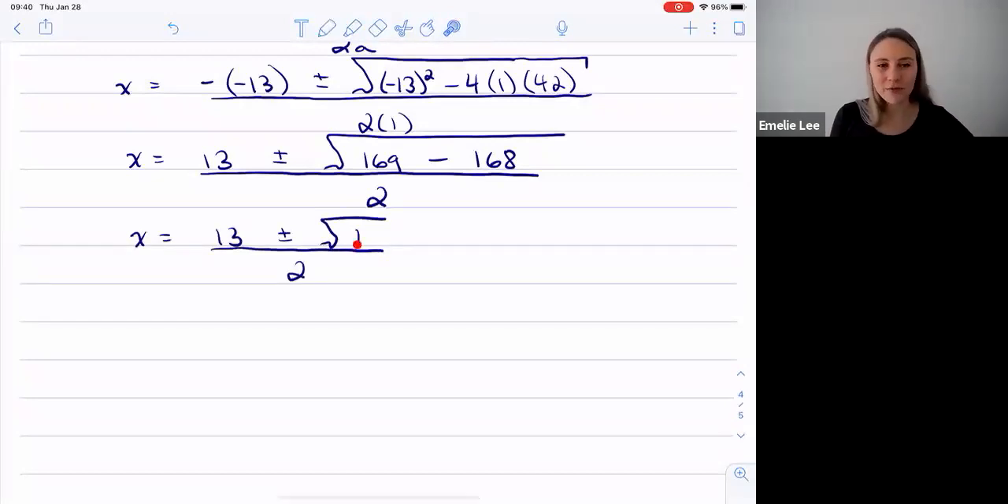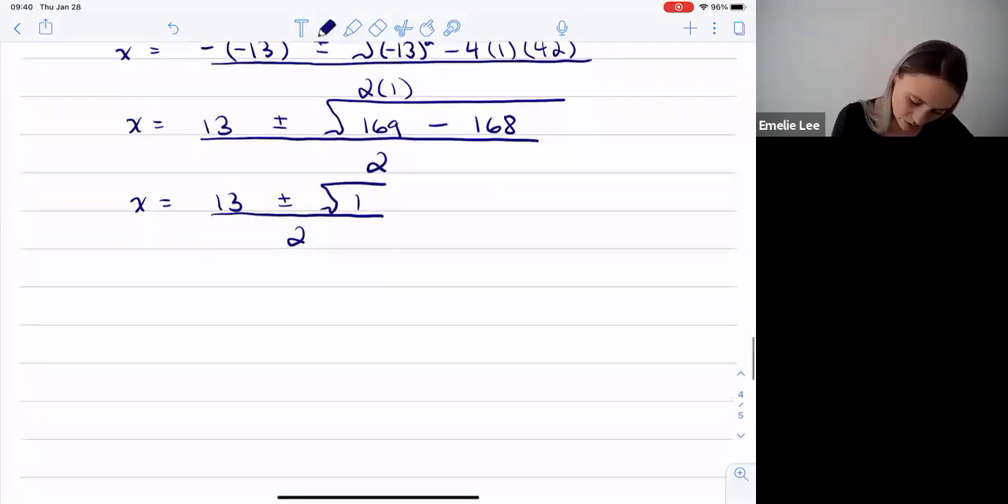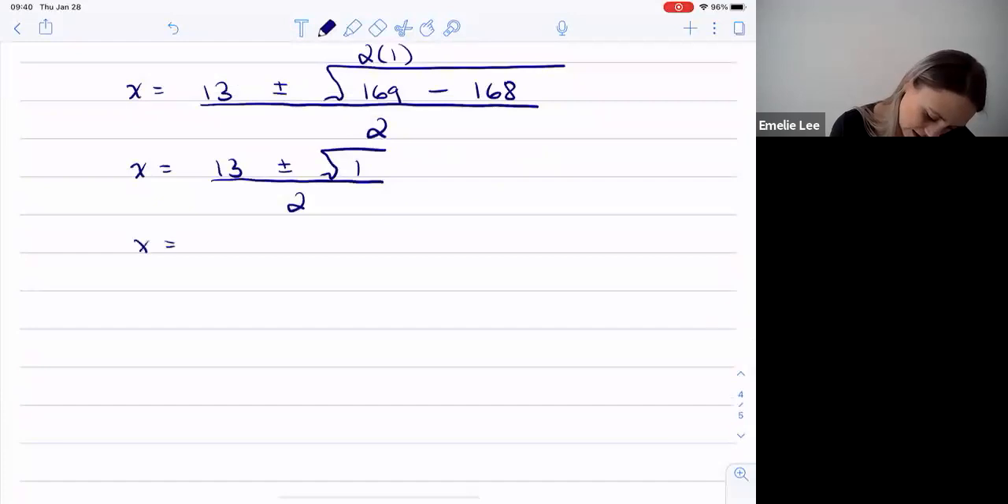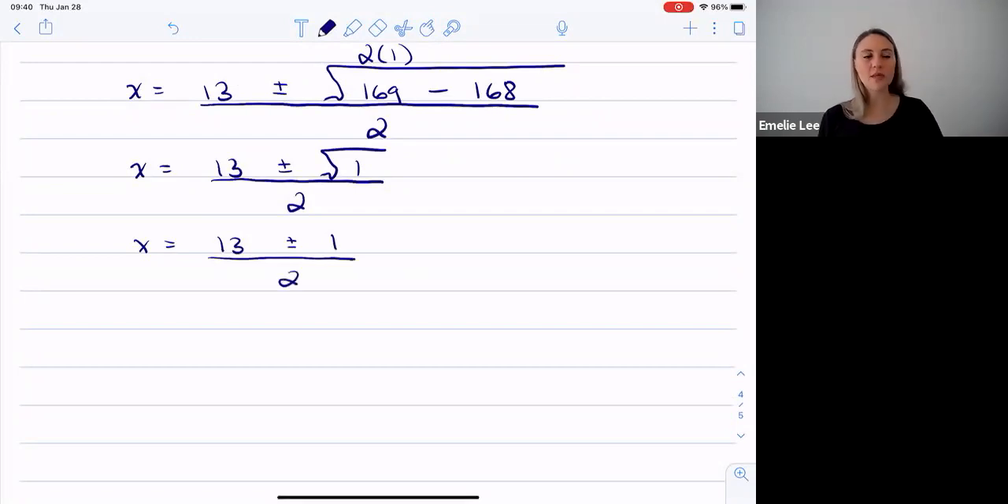The square root of 1 is just 1, right? You can try it on your calculator, but it's just 1. So x is 13 plus or minus 1 over 2. Now what's important is this becomes 2 equations, right? 13 plus 1 over 2 and 13 minus 1 over 2. Okay.